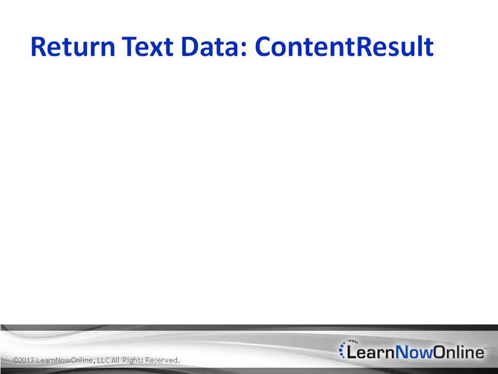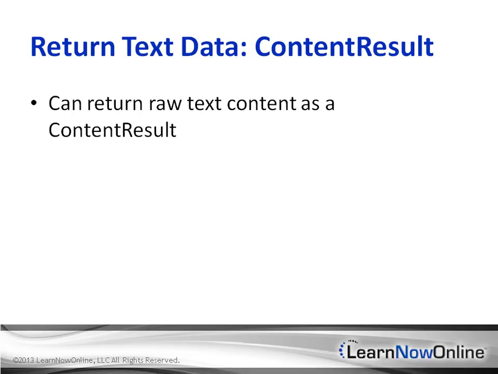Another kind of result that we can return from an action is a content result. And we usually use this when we're returning some kind of raw data back to the client, not necessarily HTML or a view. We can return those back as a content result, but typically we use this for data. For example, we can return raw text, whether it's plain text or whether it's in some data format like JSON or XML.